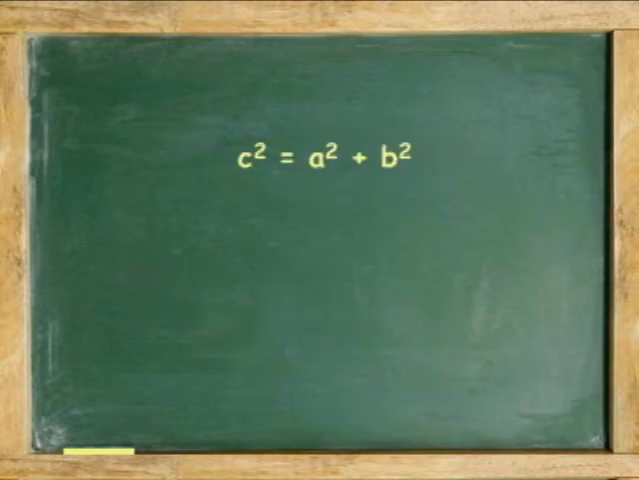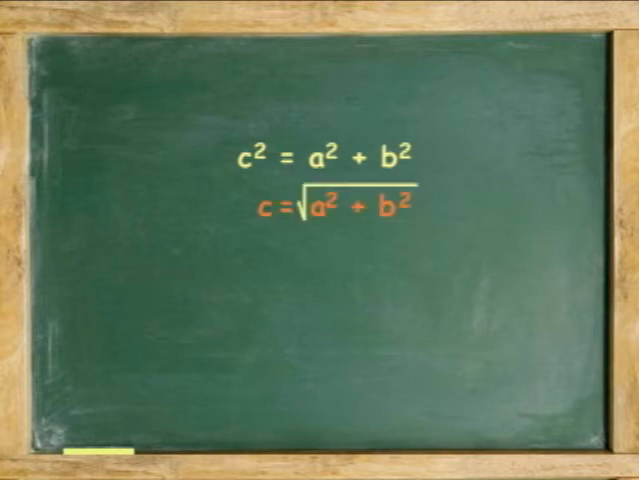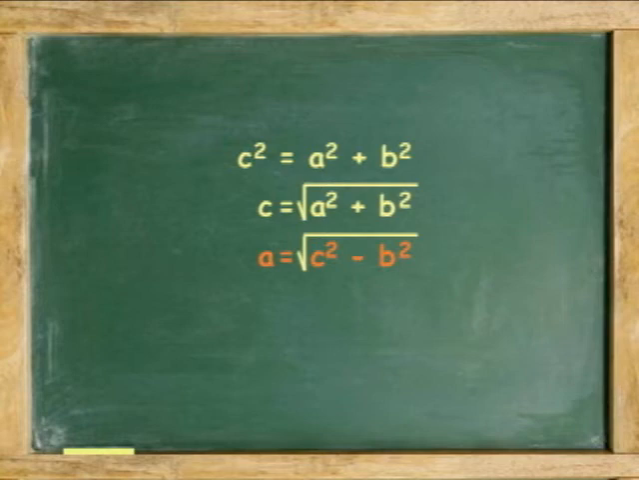The Pythagorean theorem can be stated using the following formulas to compute each side. The hypotenuse, which is side C, is found by the square root of the addition of the squares of side A and side B. Side A is found by the square root of the subtraction of the square of side B from the square of side C.